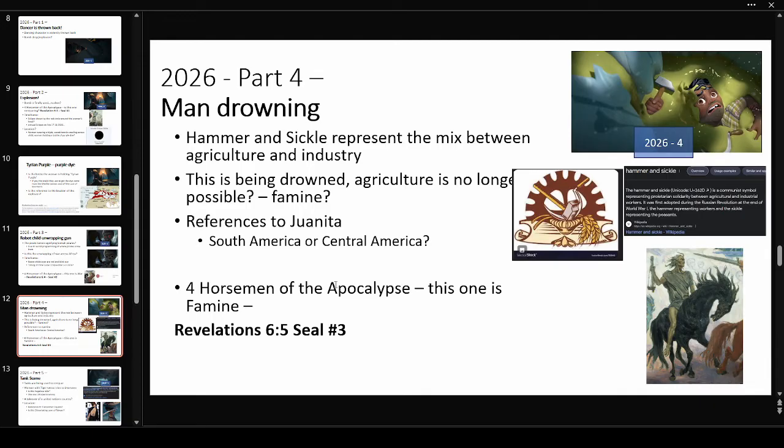So for the four horsemen of the apocalypse, this one is clearly famine, which is Revelation 6:5, seal number 3. The pale horse, the man with the balances in his hands.